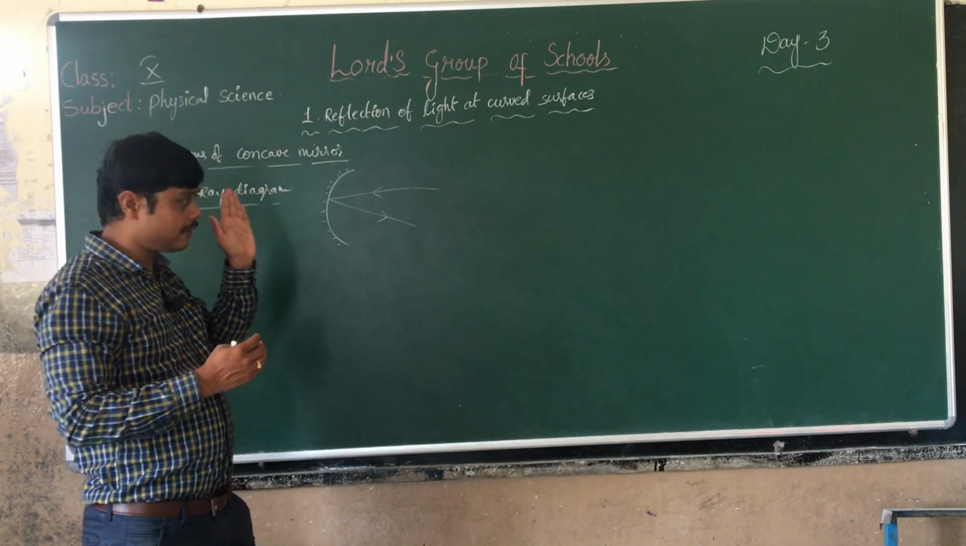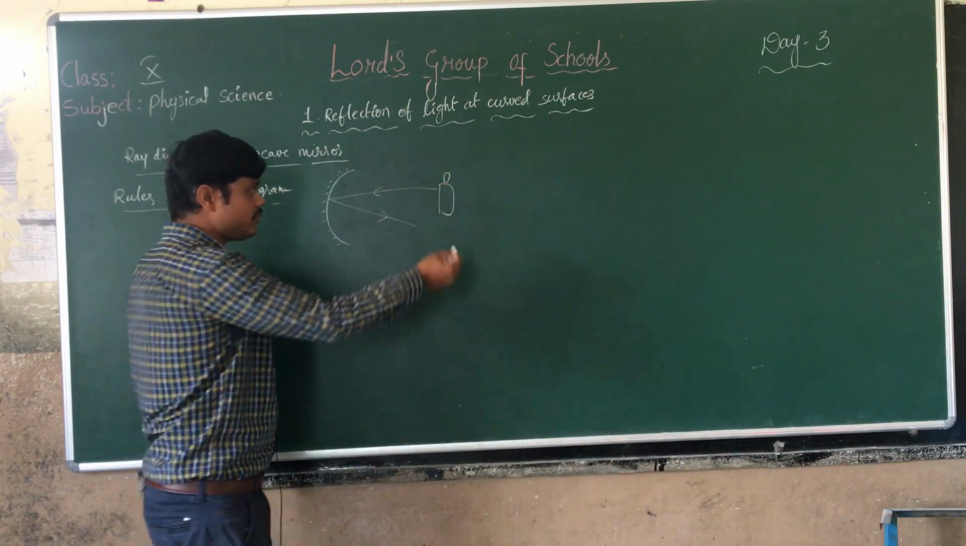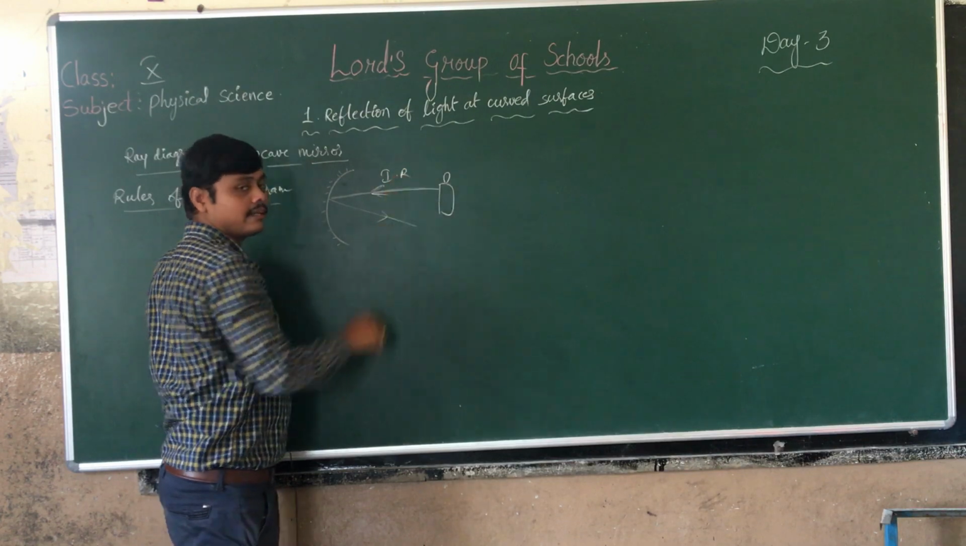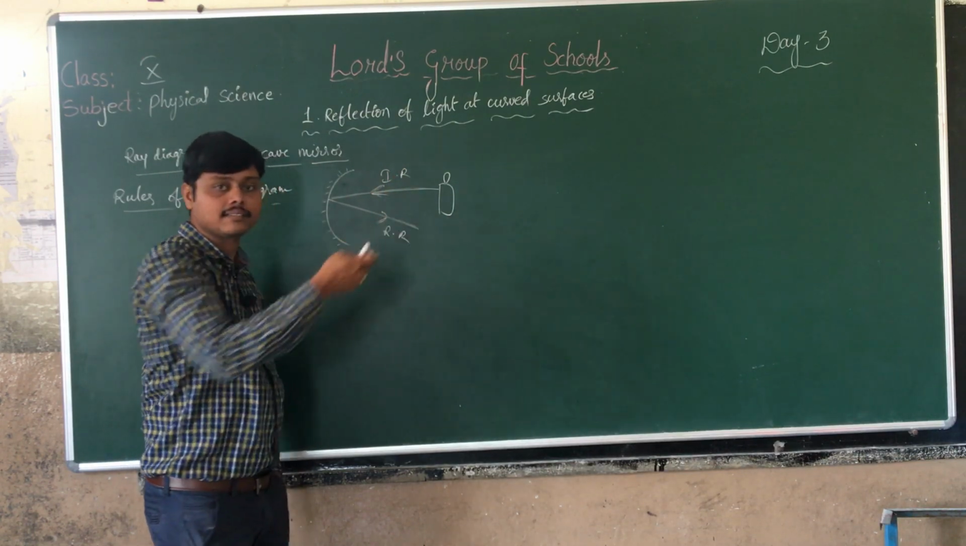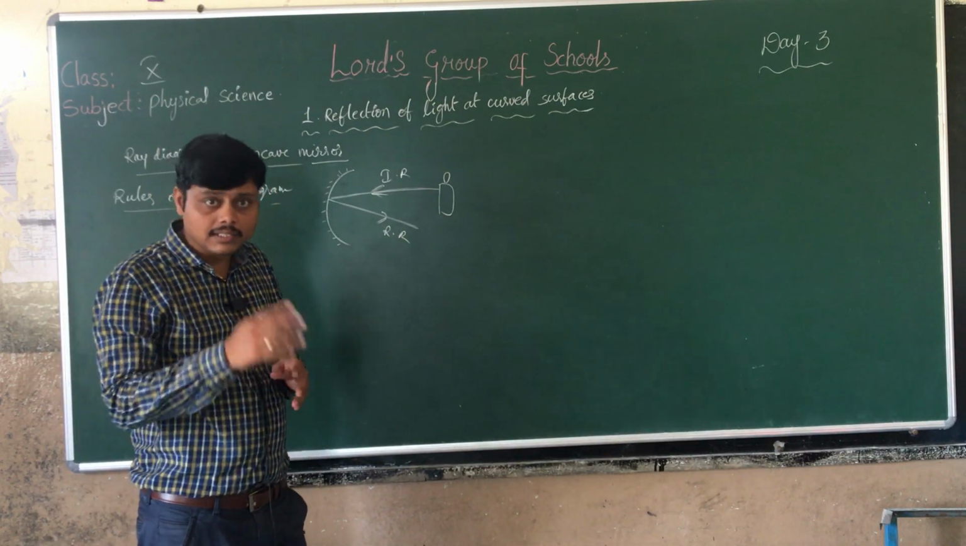Obviously, we can know the incident ray. Suppose this is an object here, and obviously a ray is coming from the object. This is the incident ray, and we should know the direction of the reflected ray. We cannot predict it or guess the reflected ray. For that we have some rules.